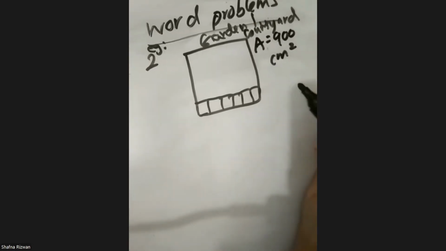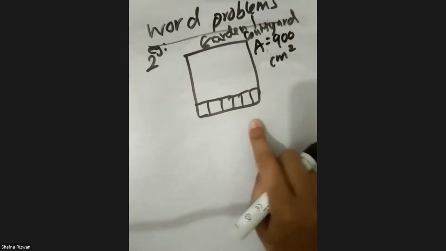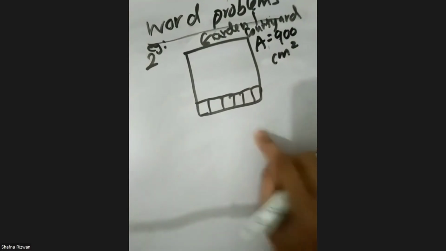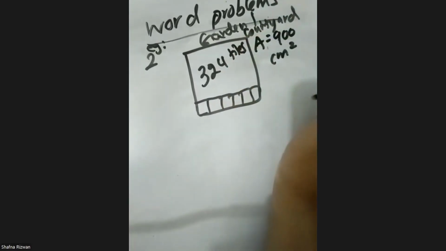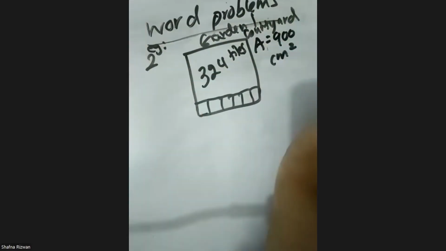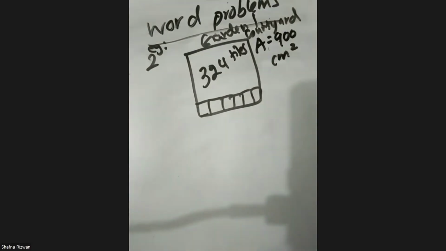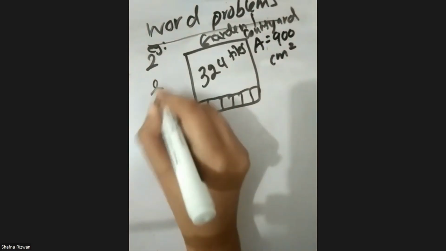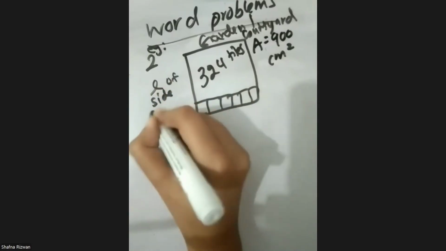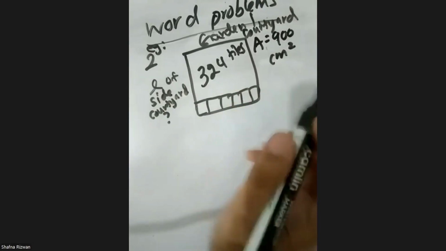When the area is 900 square centimeters, they are saying this is made up of what? Tiles. It is totally made up of tiles. But how many tiles do you have? You have around 324 tiles. So now, first of all, what should you do? They are asking you to find one thing. What is it? Their question is, they are asking you to find the length of a side of a courtyard. Nicely remember. Find the length of a side of a courtyard.